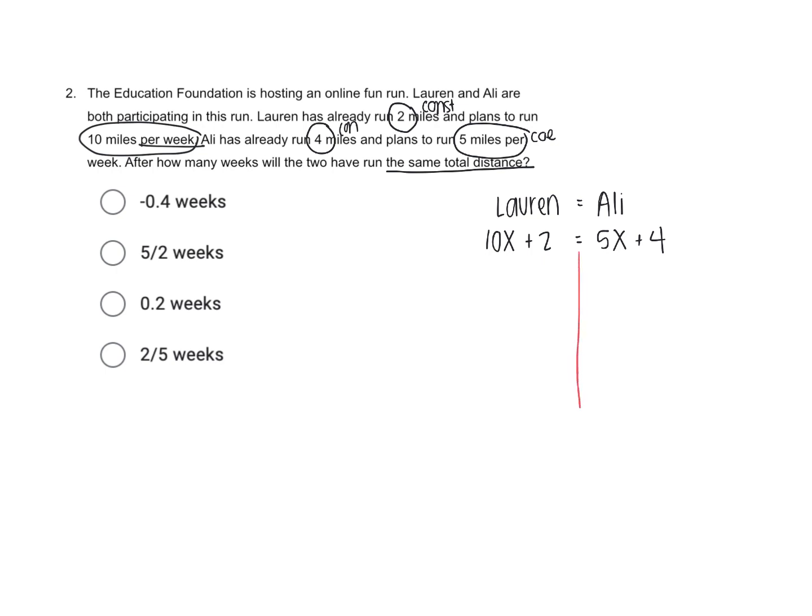We're going to start by getting our constants on the same side. So I'm going to subtract 2 from both sides, canceling it here. That gives me 10 times x is equal to 5 times x plus 2. Next up, I'm going to get my variables on the same side. So I'm going to subtract 5x, subtract 5x. When I do that, it cancels on the right side, and we get 5 times x is equal to 2. Now all we have to do is divide by our coefficient to eliminate it. Those cancel, and we get x is equal to 2/5. So our answer would be 2/5 weeks.